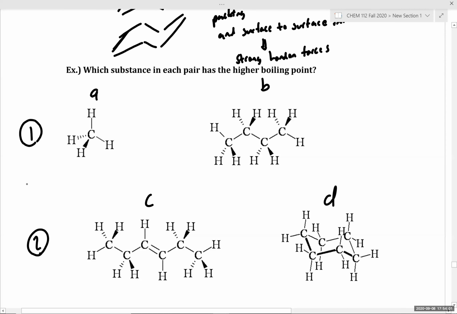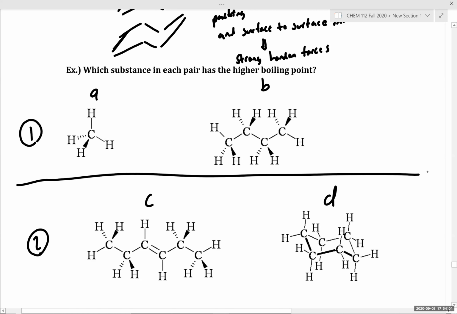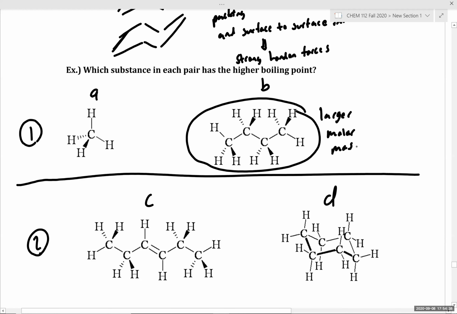So for example 1, I'd like you to tell me which of these two molecules would have the higher boiling point? Which of these two molecules would have stronger London interactions? And I'll wait a moment just to allow students to type in the chat. Which of these two molecules, A or B, would have the higher boiling point and stronger London interactions? See a lot of students typing B. That's exactly right. This molecule has a larger molar mass.